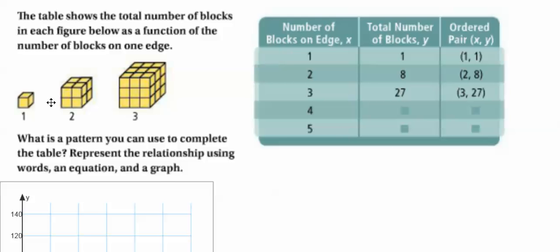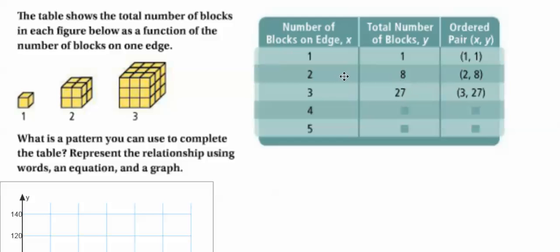This one we use 2 blocks on an edge. How many blocks do we use? We used 1, 2, 3, 4, 5, 6, 7, and the one behind it, 8. So 2, 8. For 3, here's 3 this way and there's 3 that way, and then it looks like there's 27. So would you see some sort of pattern that we can do here? 1, 1, 2, 8, 3, 27. So if we have 4, how many total blocks will we need to make that figure? Now this takes a little bit of pizzazz.